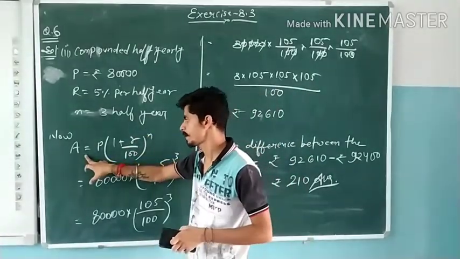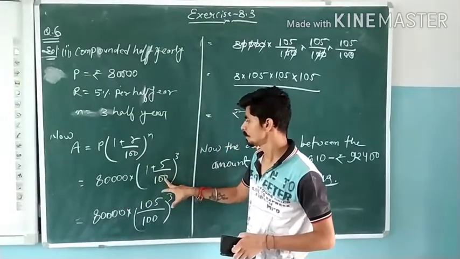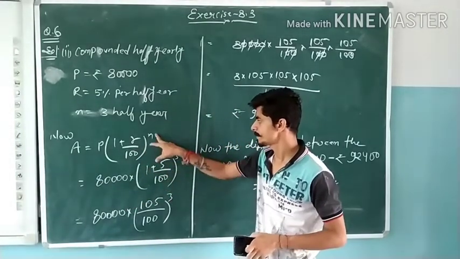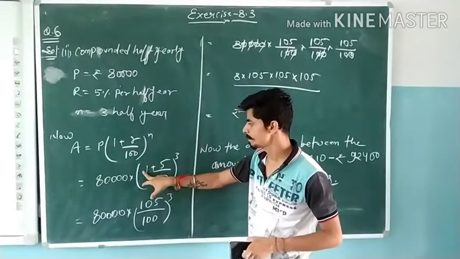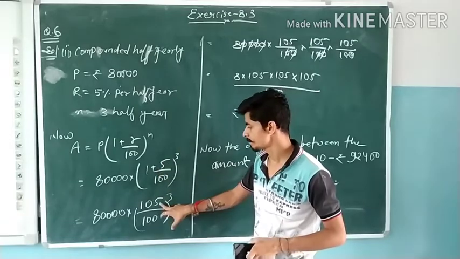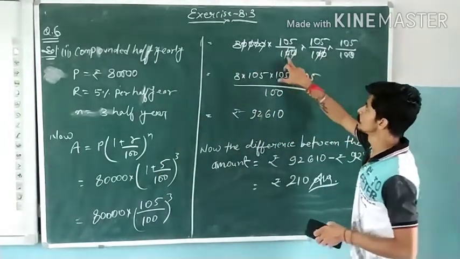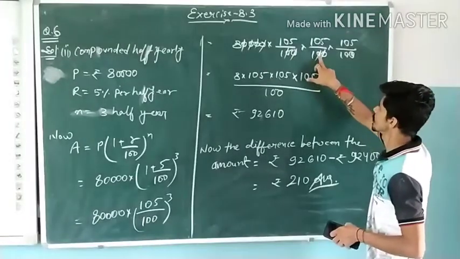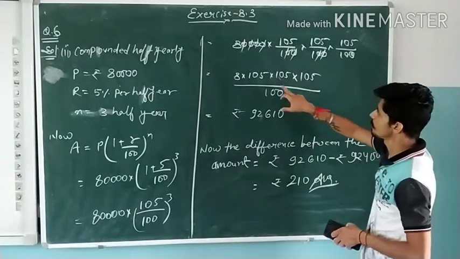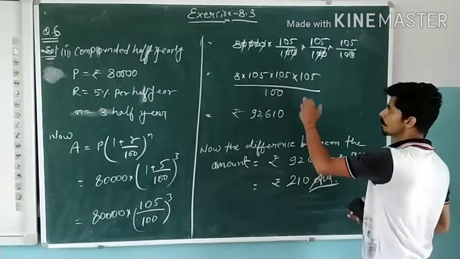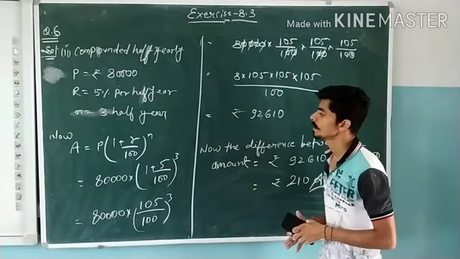Now we have to find the amount by this formula, and we put in all the values, rate 5 and number of periods 3 half years. Now 100 will be multiplied with 1 and added to 5, it becomes 105 upon 100. Now we have to write it 3 times. The zeros of 80,000 will be cut, and we write the remaining numbers. When we simplify this we get 92,610.